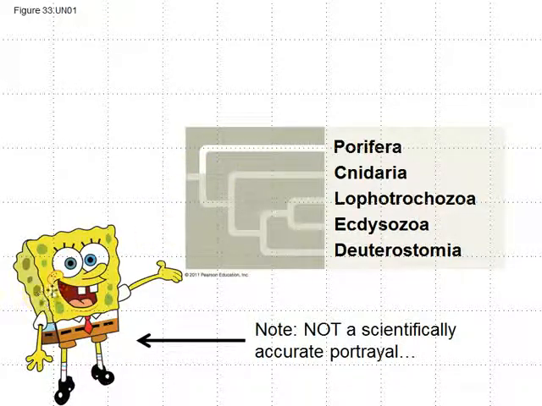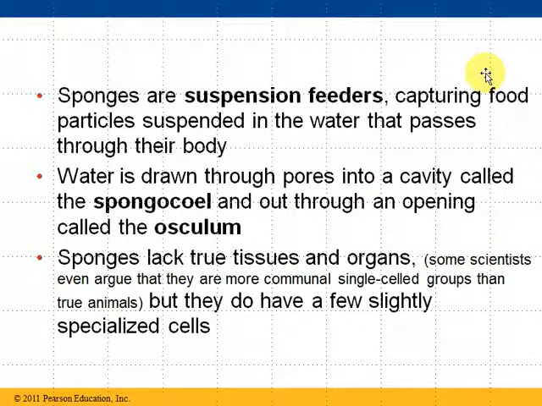They lack true tissue and are very, very simple living creatures. They are suspension feeders, which means they don't really go out and capture their prey. They simply sit there in the water and capture passing food particles suspended in the water that flow through and around them. Water is drawn through openings or pores into a body cavity inside of them called a spongocoel, and then out through another opening called an osculum. So they don't really actively eat or hunt or take in food, basically they just let food flow through and into them in the water that they live in.